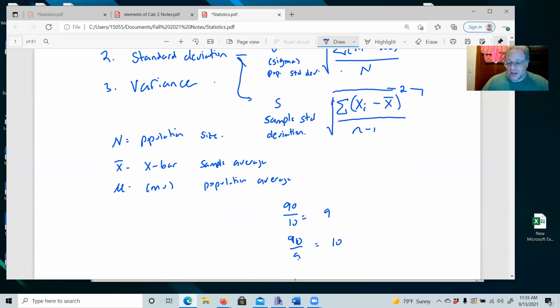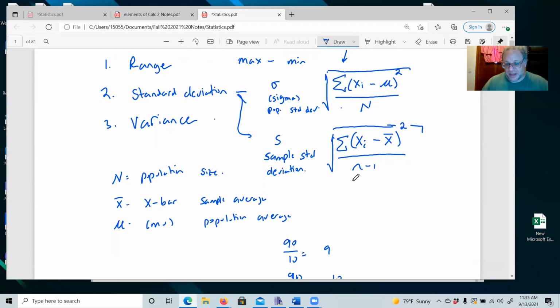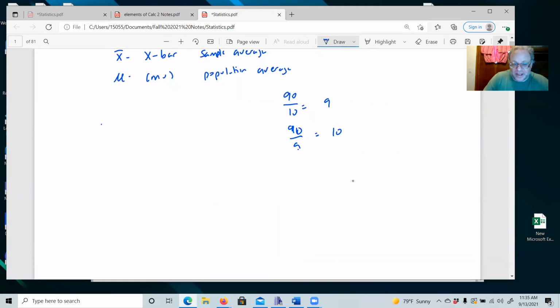All right. Again, we're going to do an example in just a minute. I just want to go over variance for just a second. Population variance is sigma squared. We just don't take the square root. Sample variance is S squared. Again, we just don't take the square root.